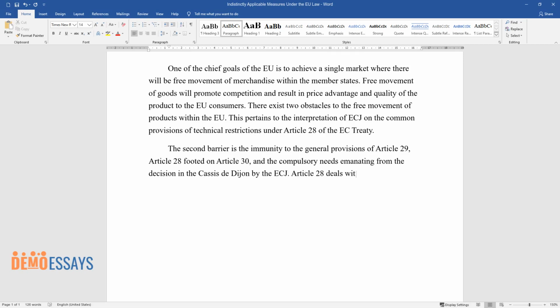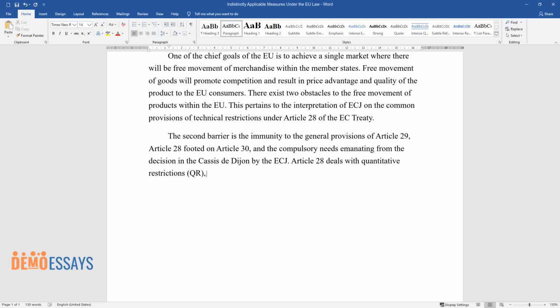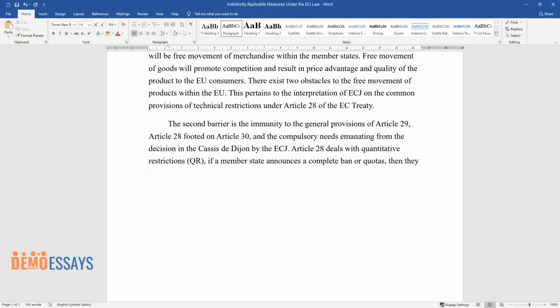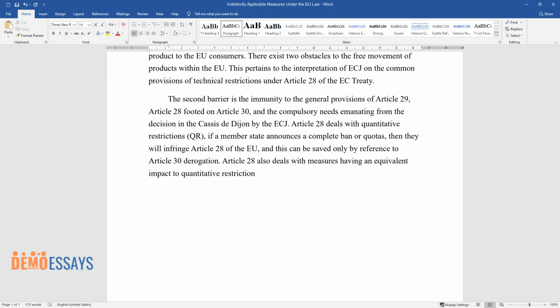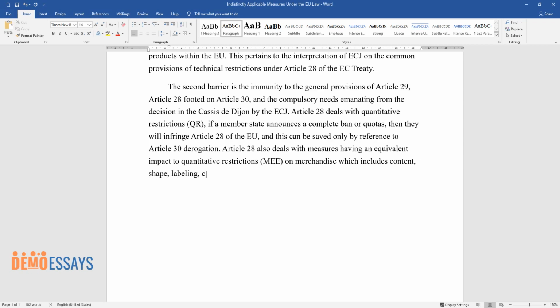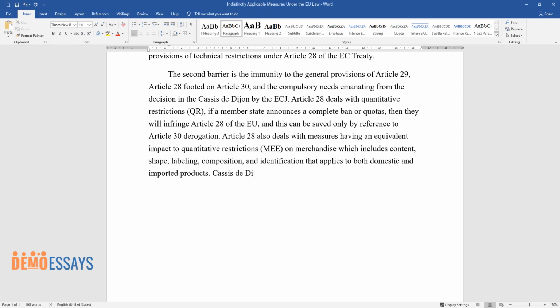Article 28 deals with quantitative restrictions, QR. If a member state announces a complete ban or quotas, then they will infringe Article 28 of the EU, and this can be saved only by reference to Article 30 derogation. Article 28 also deals with measures having an equivalent impact to quantitative restrictions, MEE, on merchandise, which includes content, shape, labeling, composition, and identification that applies to both domestic and imported products.